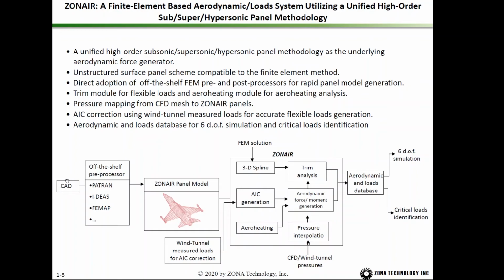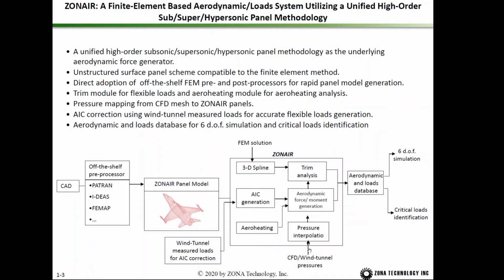So if you have a CAD model, you can use the off-the-shelf preprocessor like Patran and Hypermesh to generate a ZONAIR model. And based on this ZONAIR panel model, ZONAIR generates the AIC, the aerodynamic influence coefficient matrix. Then you can use the wind tunnel measured component loads to correct the AIC matrix. And using this AIC matrix, you can calculate the aerodynamic pressure distribution and also the force and moment coefficients.